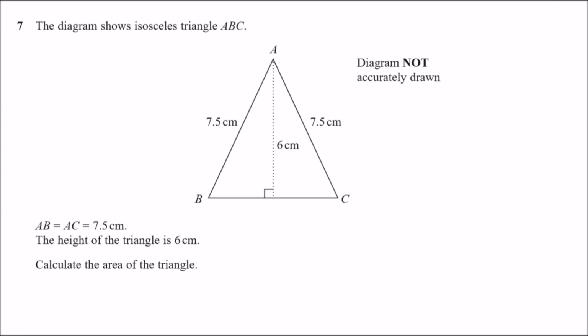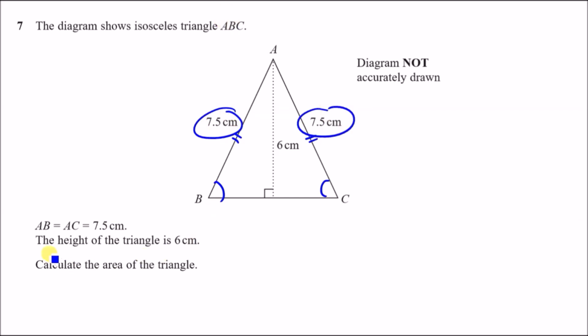Alright, number 7. The diagram shows an isosceles triangle ABC. Isosceles literally means that two lengths on both sides are the same and two angles are also the same. It tells us that length AB is equal to AC, which is 7.5. They show it here.